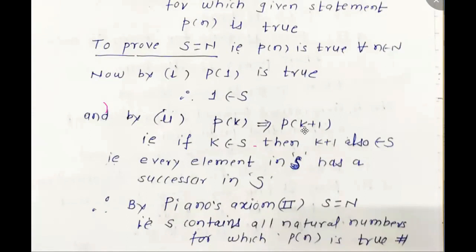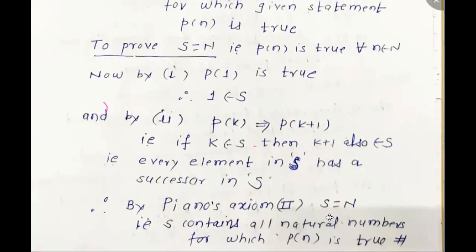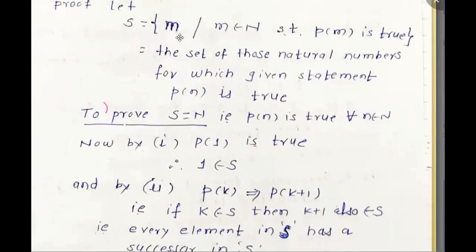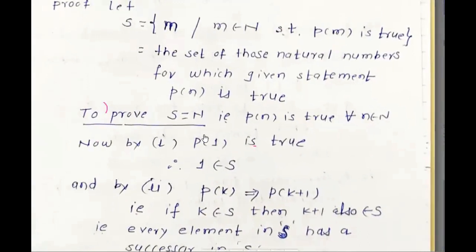If P of k is true, then P of k plus 1 is also true. That is, if k belongs to S, then its successor also belongs to S. So S contains the successor of all its elements. So by Peano's axiom 2, S and N are equal. S and N are equal means S contains all natural numbers, that is, the statement Pn is true for all natural numbers.